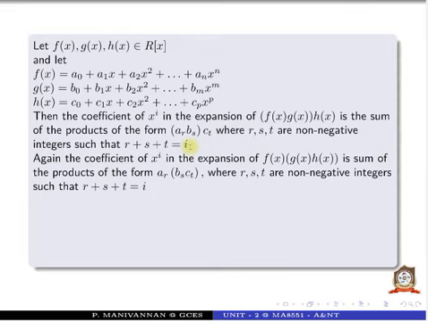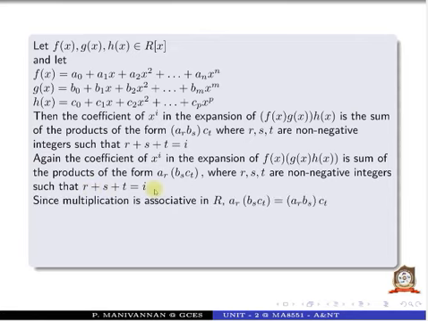Again, the coefficient of x power i in the expansion of f of x into g of x, which is a multiplication, and then multiplied by h of x. Here f of x is multiplied with g of x into h of x. Here inside is g of x and h of x, and it is the sum of the products ar into bs into ct, where r, s, t are non-negative integers such that r plus s plus t equals i.